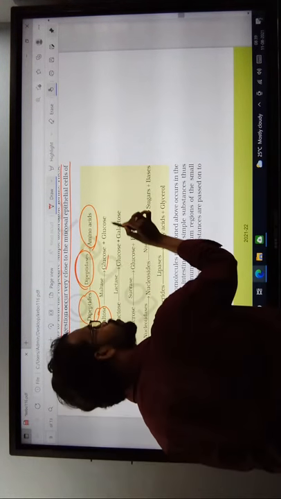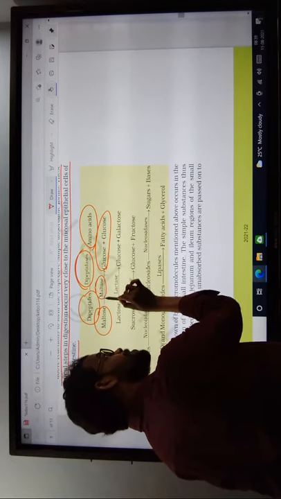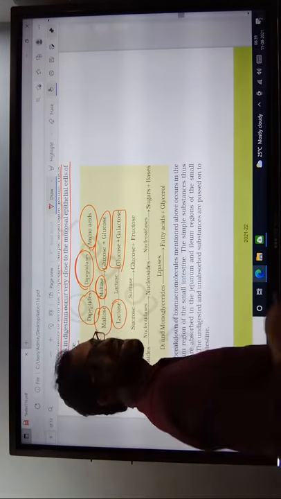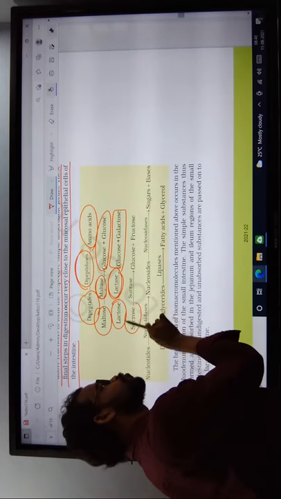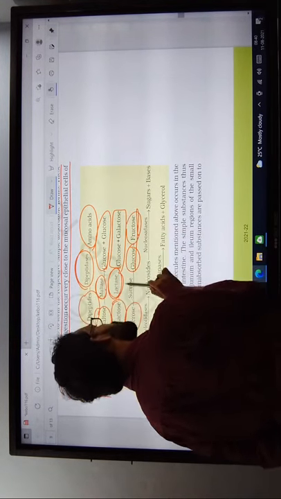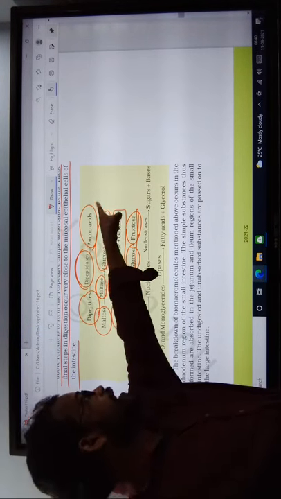Maltose is converted to glucose and glucose. What is the enzyme? Maltase. Lactose is converted to glucose and galactose. What is the enzyme? Lactase. Next one, sucrose. Now, what is the end product? Glucose and fructose. What is the enzyme? Sucrase.